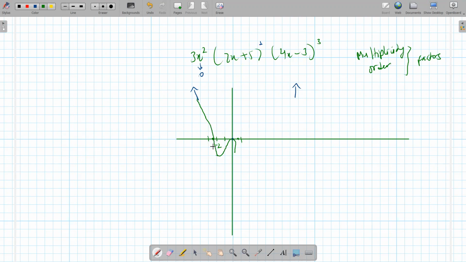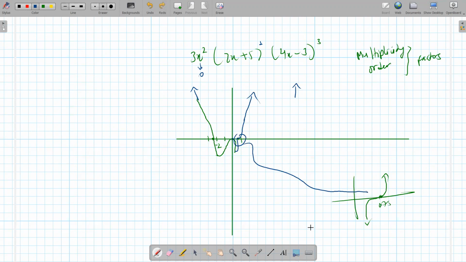Multiplicity 1 means a linear function, so it's going to be a straight line at that. Power 2 means it's going to be like a parabola at that. And power 3 means it's going to look like a cubic function. So at 0.75, it's going to look like this. Because this is 0.75, it's going to look like a cubic function, okay? So I'm going to try my best to draw this here, but it's going to be a little bit scuffed. But yeah, if you zoom in here, that's what it should look like.